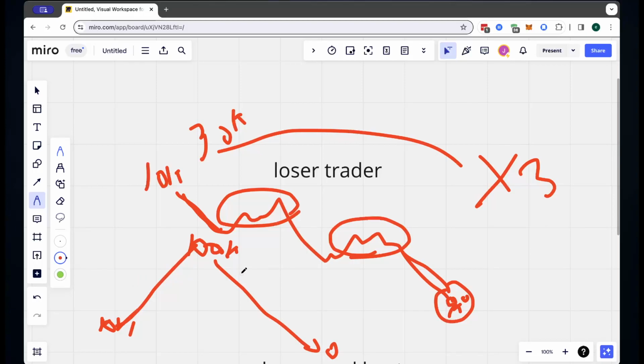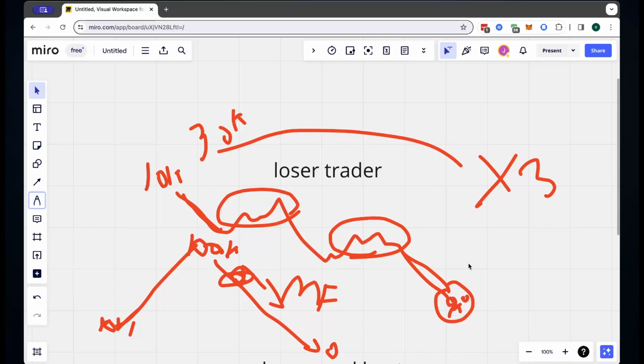And what happened here is they didn't understand that in this phase, the market feedback should have told them to stop trading over here at the $80,000. But they don't. They don't care. They just care about the action. And that is the problem of a loser trader.